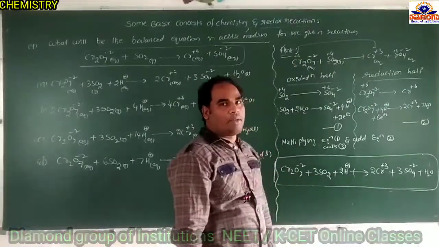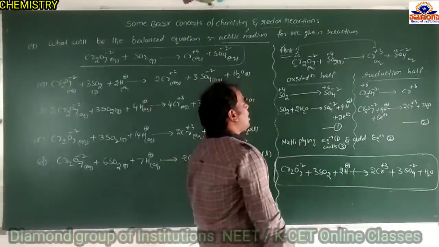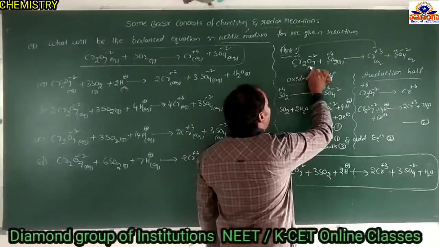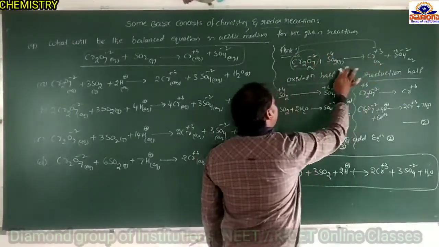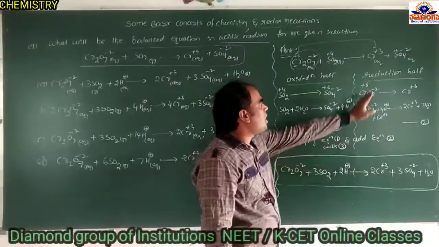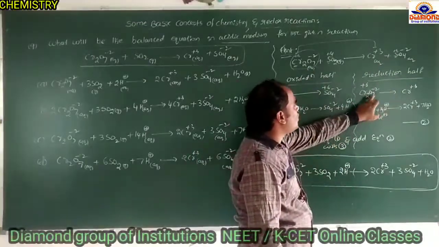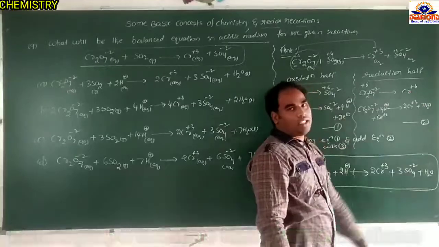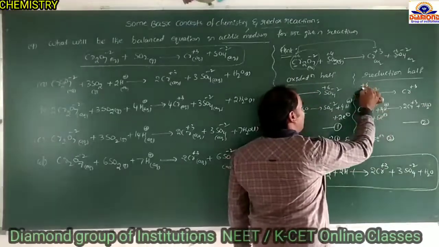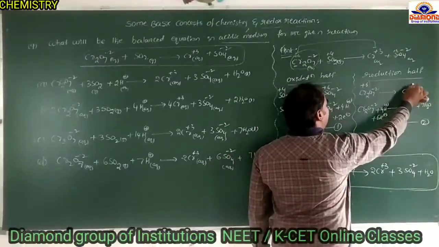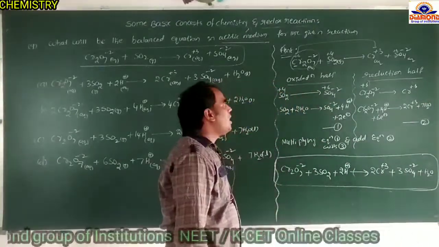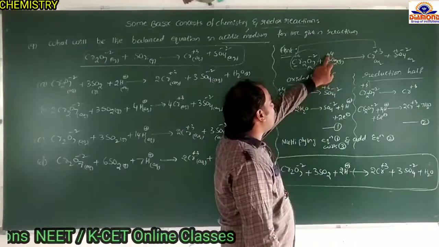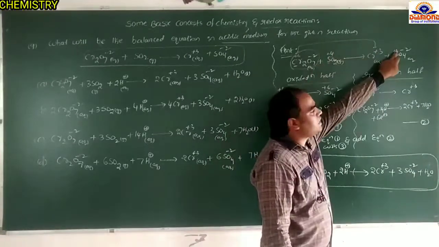It means the oxidation number decreases. Therefore, it is a reduction reaction. So, Cr2O7 minus 2 converts to 2Cr plus 3. It is a reduction reaction. Therefore, the reduction half is Cr2O7 minus 2 converting to Cr plus 3, because here plus 6 converts to plus 3, meaning the oxidation number decreases, so it is a reduction reaction. Next, SO2, here plus 4 converts to plus 6.